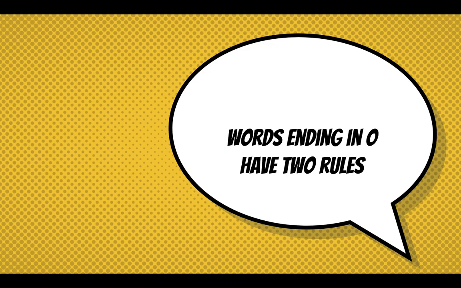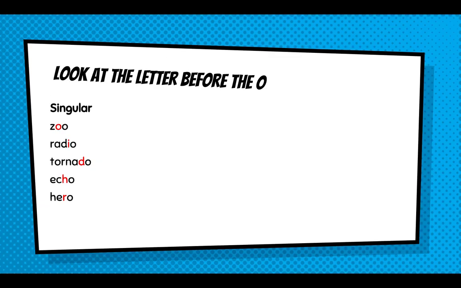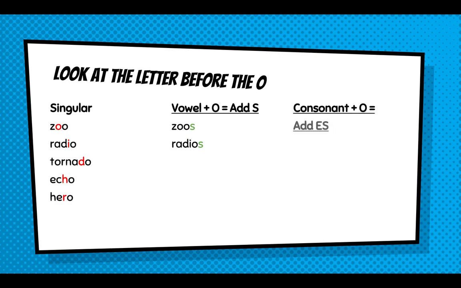Now, just like our Y rule, words that end in O also have two rules. And you're going to need to start looking at the letter before the last O. If it's a vowel, then again we just add an S. However, if the letter before the O is a consonant, then we're going to add ES instead.